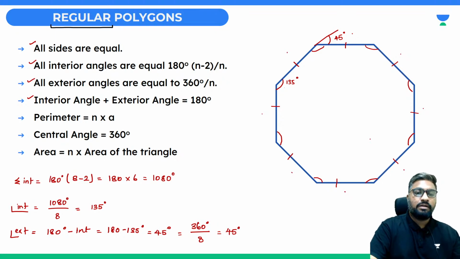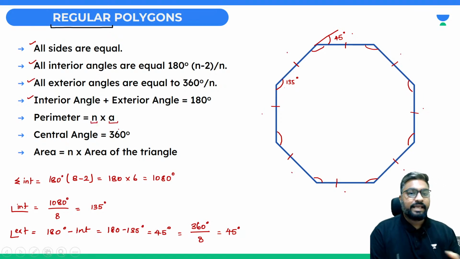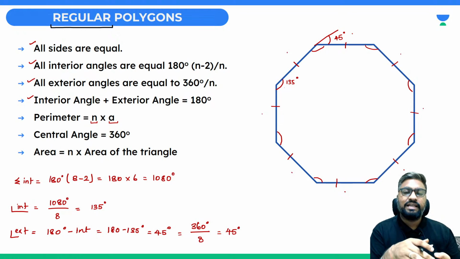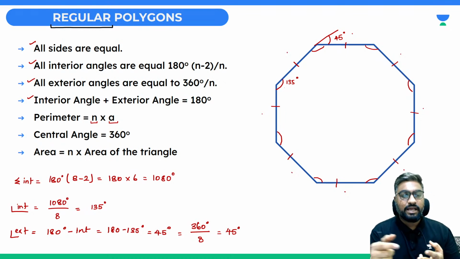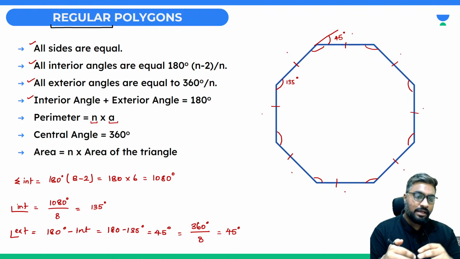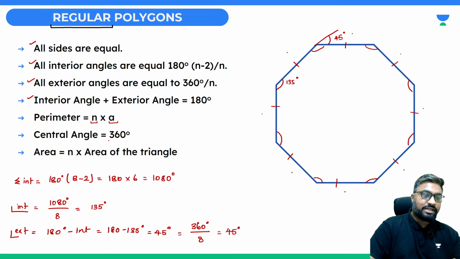Perimeter of a given regular polygon will be what? N, which is the number of sides, into A. Just like an equilateral triangle, we have 3 times A to be the perimeter. Square, we will have 4 times A. So a square is a regular quadrilateral. An equilateral triangle is a regular triangle. Understood?